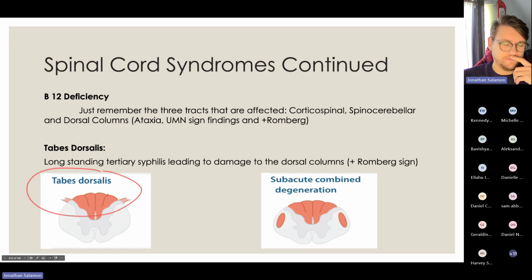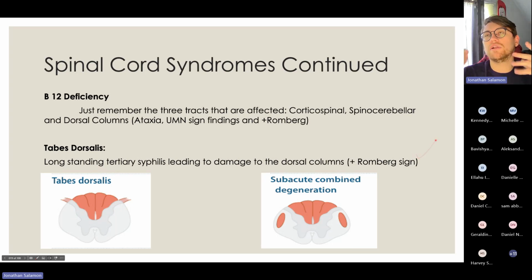Tabes dorsalis is syphilis, right? You lose the dorsal columns, right? So you'll have a positive Romberg sign. Remember, Romberg sign is you close your eyes and you lose your balance because you don't have any proprioception. Whereas the vestibulo-ocular reflex causes the nystagmus, right? Because you don't have a sense of balance in your ears for motion. No, for sure that Romberg sign is due to proprioception.